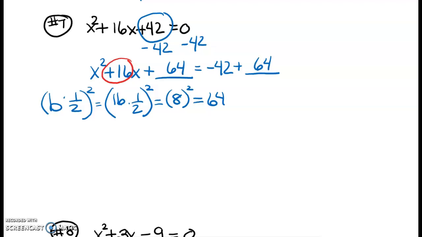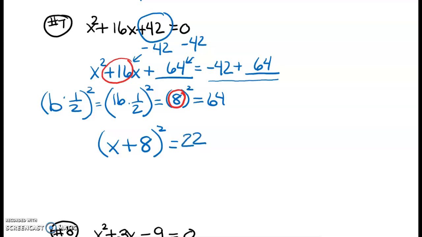And so now when I factor, remember this is the number I should see in my factor. It's a +8. That's the number before it's squared. X plus 8 is a +8, right? 8 times 8 is 64. 8 plus 8 is 16. So 8 is going to be my factor. When I combine -42 and 64, I get 22.